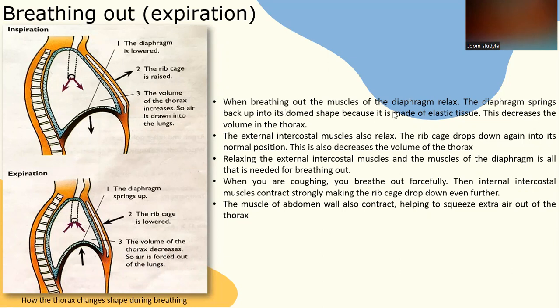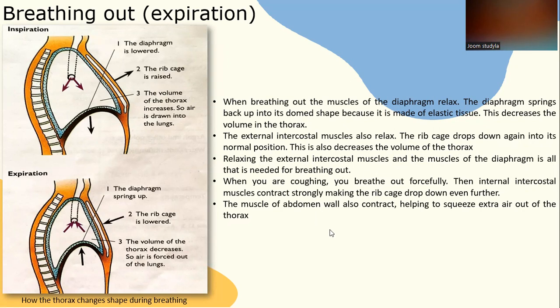When breathing out, the muscle of the diaphragm relaxes. The diaphragm springs back up into its dome shape because it is made of elastic tissue. This decreases the volume in the thorax. The external intercostal muscles also relax. The rib cage drops down again into its normal position. So this also decreases the volume of the thorax. Relaxing the external intercostal muscles and the muscle of the diaphragm is all that is needed for breathing out.